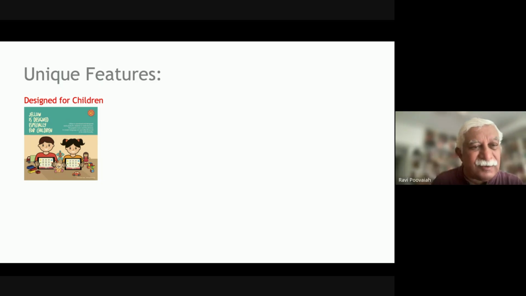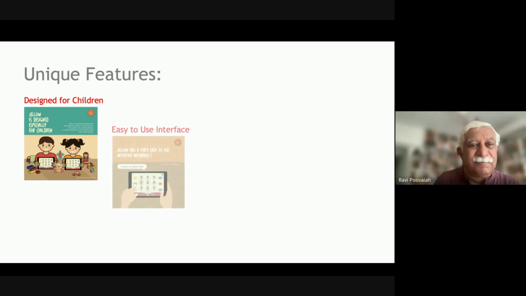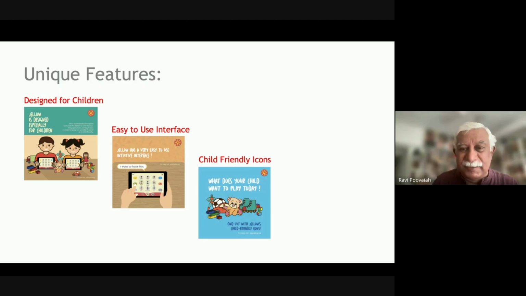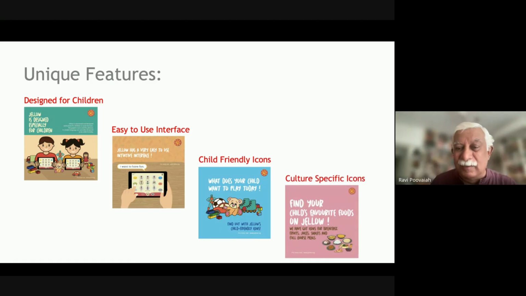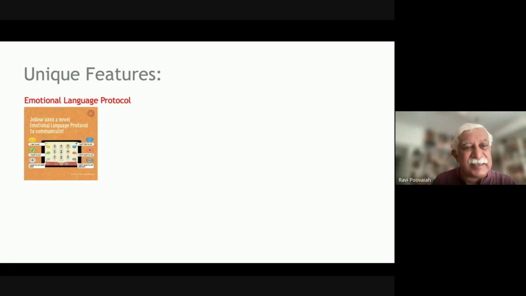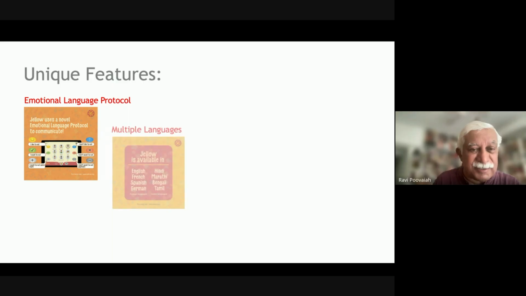Going through the unique features, it's designed for children specifically and is extremely easy to use. In fact, the children don't take more than 5 minutes to start using it. It has child-friendly icons. Each and every icon is developed here. We have over 1,200 icons, which create around 10,000 pre-made sentences. Many of these icons are culture specific, in terms of food, festivals and places, and it uses these expressive buttons to construct sentences.